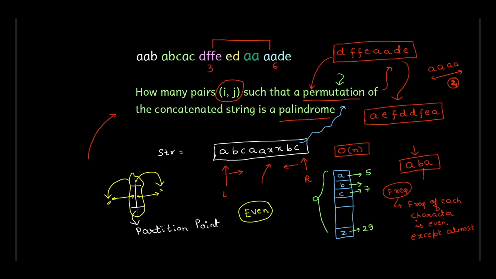So you are allowed to have a maximum of one odd frequency. That is why I have mentioned except at most one odd frequency. So in this manner, you know that you can maintain the prefix array, you can maintain the frequency array in O of n in just one single pass.